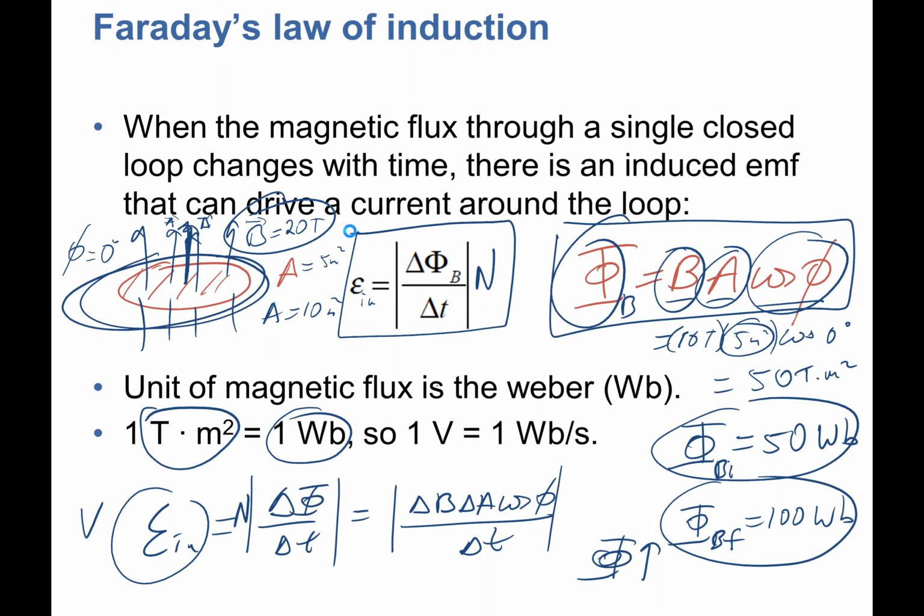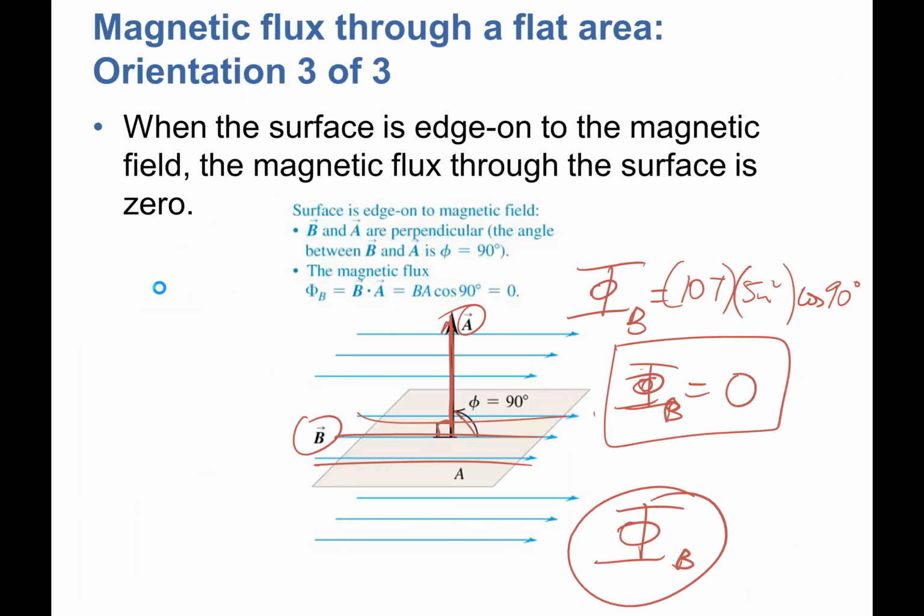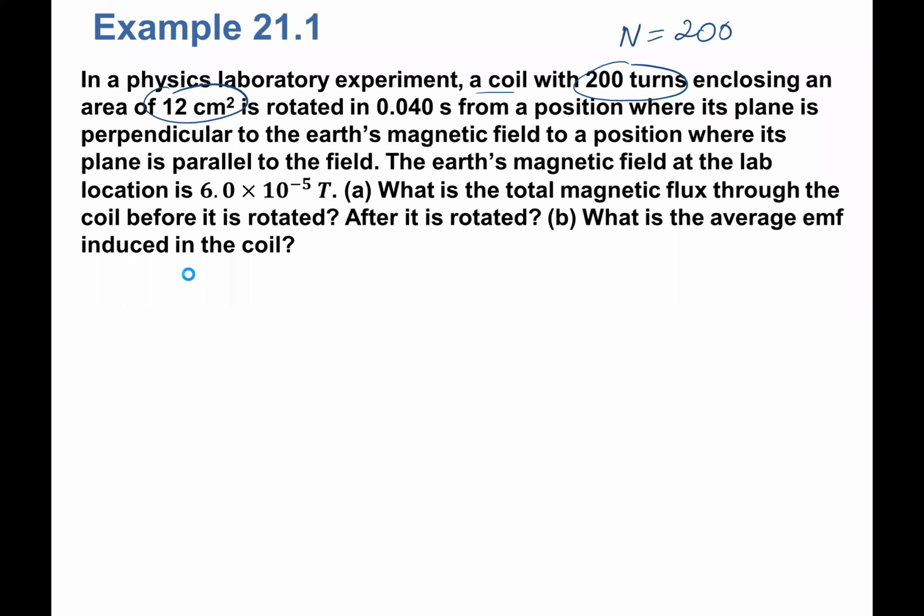All right. That means N is 200. So we have the area, which is 12 centimeters squared. Okay. And we're going to have to change that, because we need meters squared.